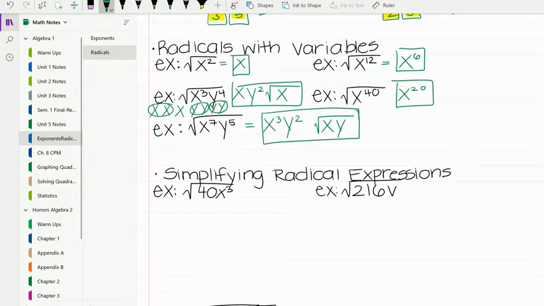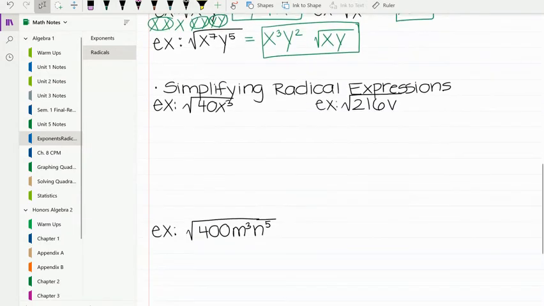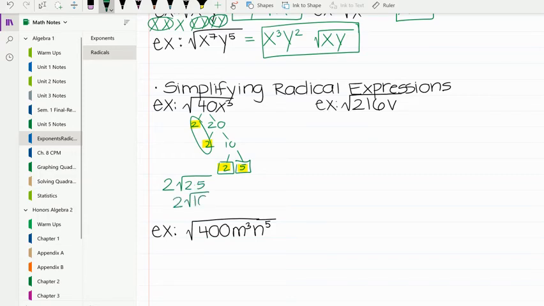All right, so the last thing we're going to do is kind of combine both numbers and variables. So our first one is the square root of 40x cubed. So how I do this is I do the number first, and then I do the variable. So I'm going to go back to our branching. We have 2 and 20, 2 and 10, 2 and 5. Okay, so I'm looking at all of my prime numbers. So I have a pair of 2's, and then my lonely guys will go inside the square root. So I know that I'm going to write this as 2 and then root 2 times 5. So I know that this will be 2 root 10, okay?